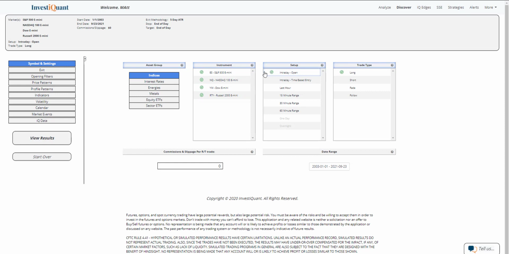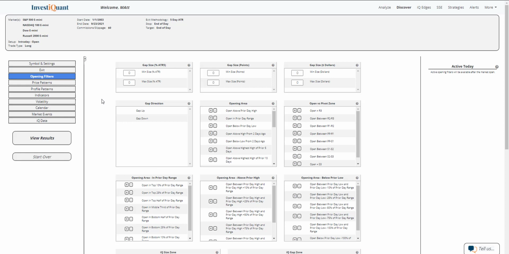Setups based upon entering the market long at the open of regular trading hours, which is 9:30 a.m. Eastern Time, and exiting at 4:15 p.m. Eastern Time. Now, for the opening filters, as I said, we are pushing higher in the overnight session. We are above yesterday's high. So that's the opening location I'm going to use: open above prior day high. I'm going to hit equals right there. That'll add it to the test.